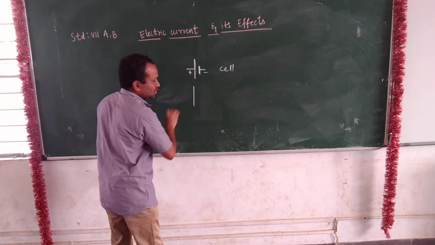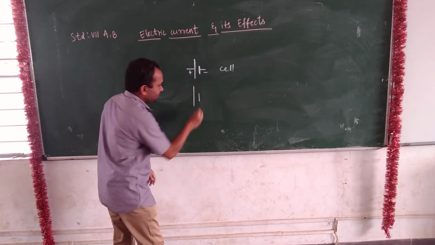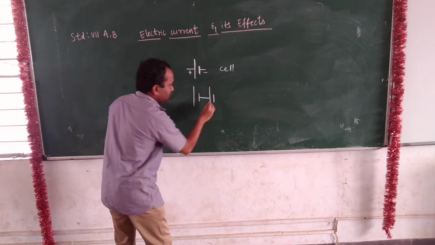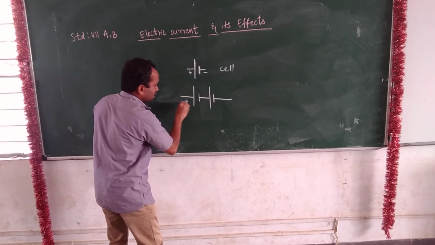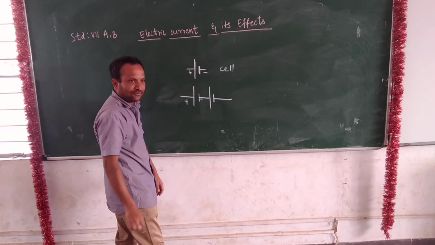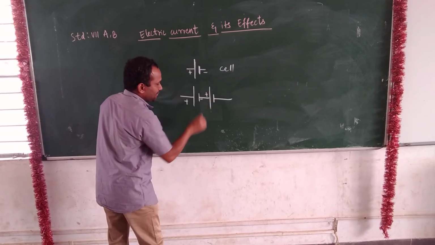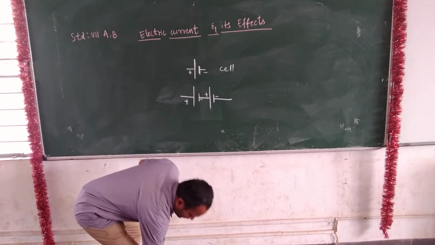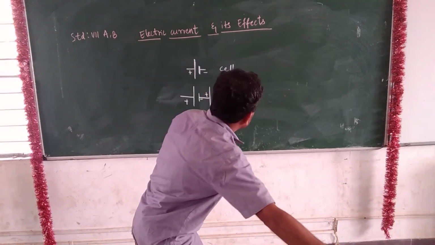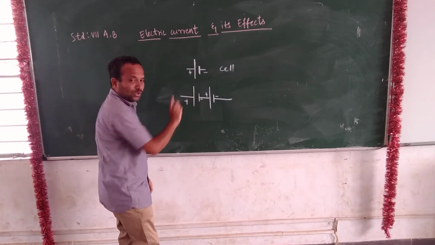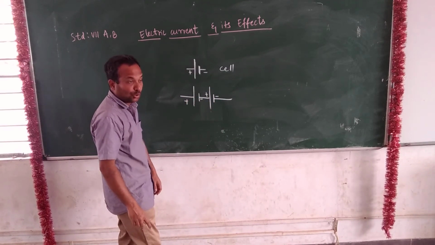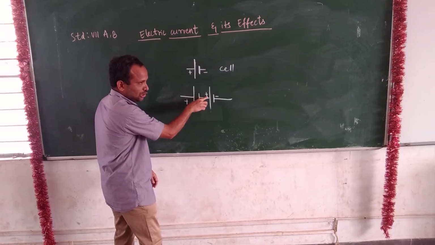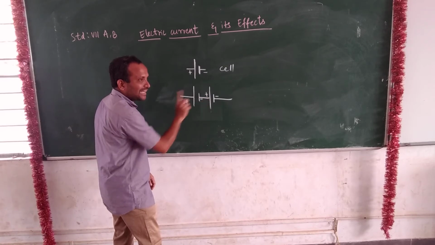A positive terminal and a negative terminal, and the negative terminal is connected to the positive terminal of another cell. So this is positive, this is negative. And this is the positive terminal and this is the negative terminal. Okay. So two cells are connected now, children. Two cells are connected. So the negative must be connected to the positive terminal of one more cell.